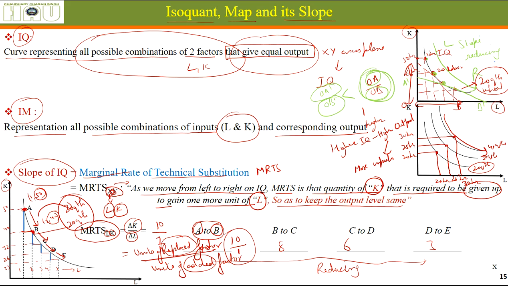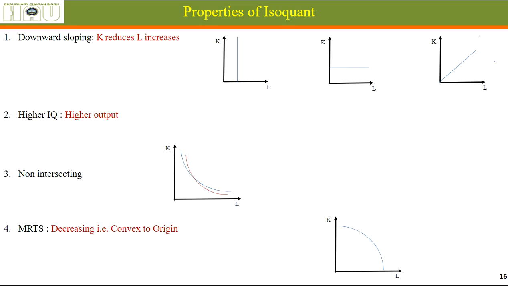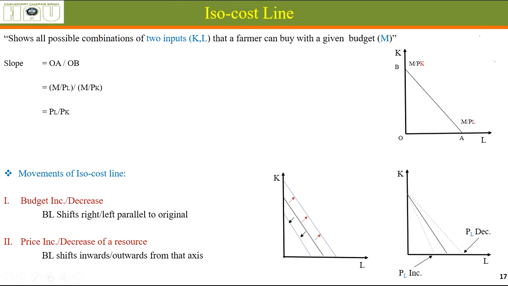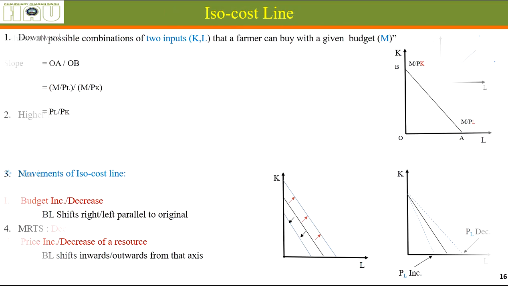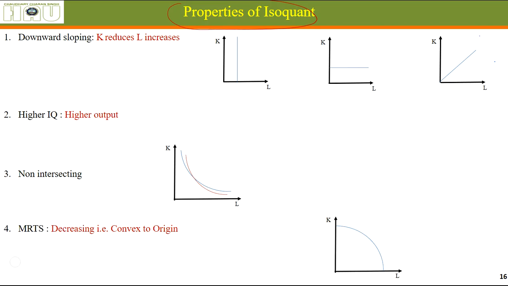So now let's move on to its properties. There are some properties of that graph, isoquant, I told you. We'll discuss them. That graph is essentially downward sloping. This was the shape of isoquant, because if we want to keep the output level same and move from this to this, we'll be reducing the quantity of K and increasing the quantity of L. Just remember, we have to keep the output level same. One isoquant means same output.